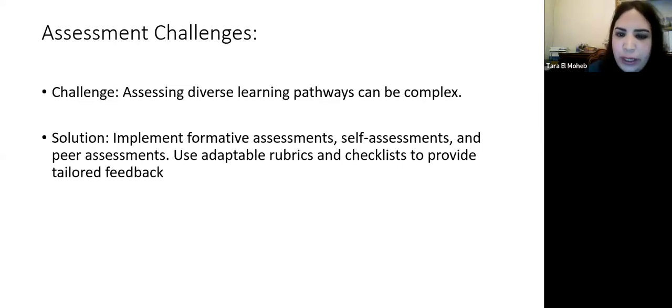Use adaptable rubrics. You can give them rubrics like charts where they can fill out the rubric, and checklists. You can give them a checklist to provide tailored feedback. Checklists that are easy for them to understand and to put a check to which of the material is easy for them and which is hard for them.